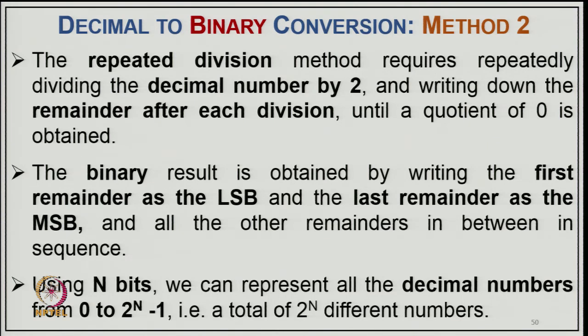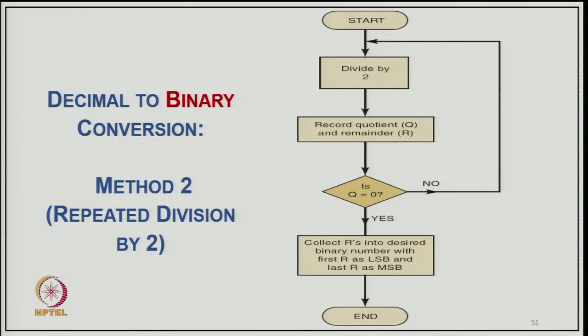Using n bits we can represent decimal numbers from 0 to 2 to the power n minus 1, that is a total of 2 to the power n different numbers. Now, how does decimal to binary conversion go? We start by dividing by 2, record the quotient and remainder, and ask: is the quotient 0? If no, we go back and repeat. If yes, we collect the remainders as the desired binary number, with the first remainder as the LSB and the last remainder as the MSB, and we end. That is method 2, repeated division by 2.